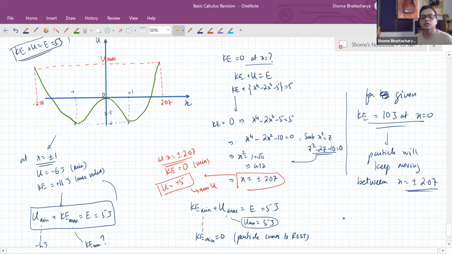And every time it oscillates, at some point of time it will have maximum kinetic energy, which will be 11 joules when it's passing through either plus 1 or minus 1, and at some point of time it will have maximum potential energy, which will be plus 5 joules when it is reaching the end points, which are x equal to plus minus 2.07.